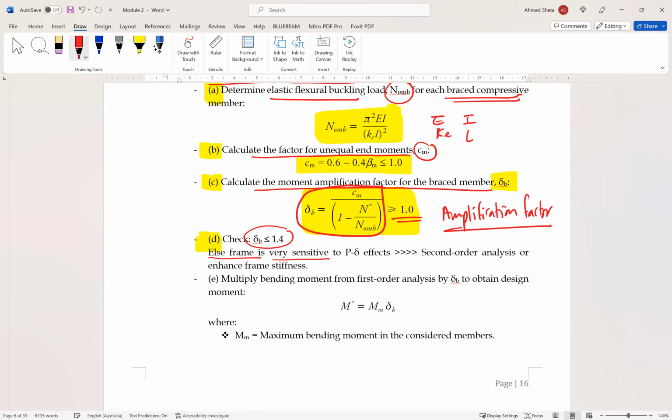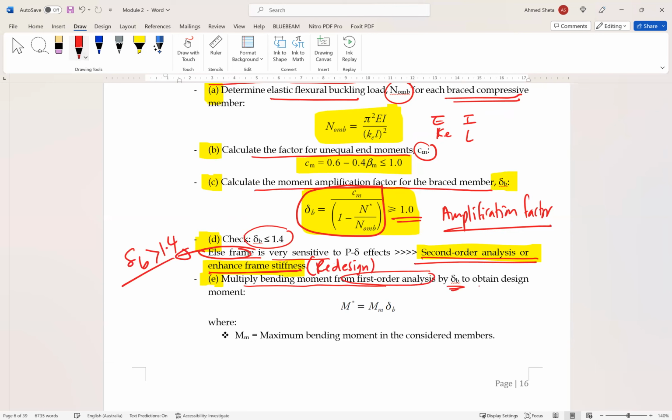A braced frame is very sensitive if delta B is more than 1.4, so you need to do second order analysis or enhance the frame stiffness. So if delta B is larger than 1.4, you need to enhance the frame stiffness, which means redesign or second order analysis. The last step is to multiply to find the amplified moment. Multiply the bending moment from the first order analysis by delta B to obtain the design moment.